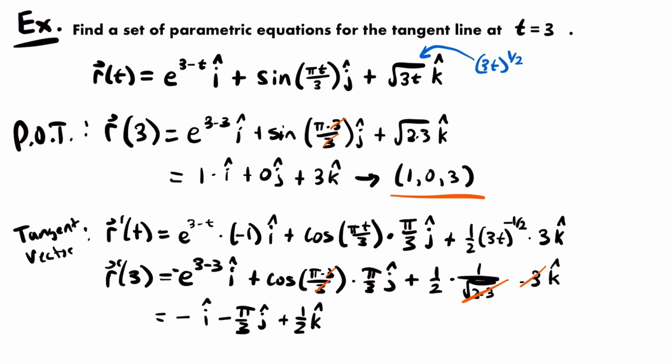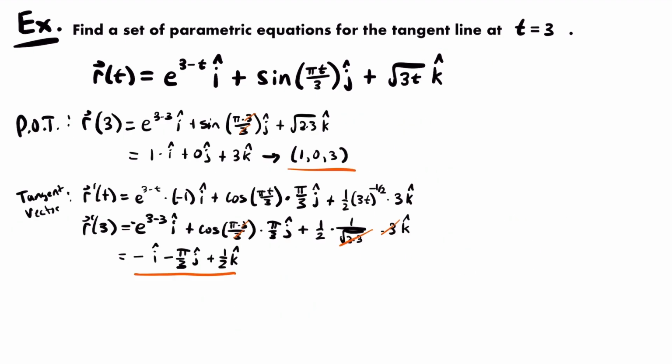And so now that we have both our point of tangency and the tangent vector, we can use those two things to create a set of parametric equations that represent the tangent line at that value of t on the vector function. So let's do that. I'll start with the x equation. We're going to take the x component of our tangent vector, which is -1, multiply it by t, so we have negative t, and then we want to add the x coordinate of the point of tangency. So we have negative t plus 1.